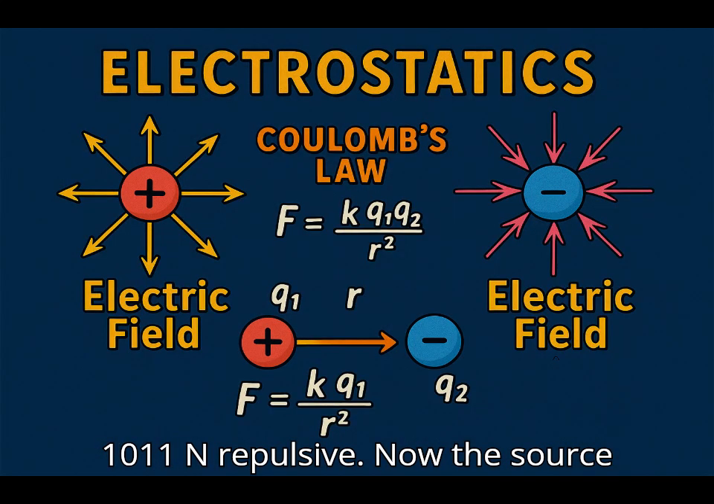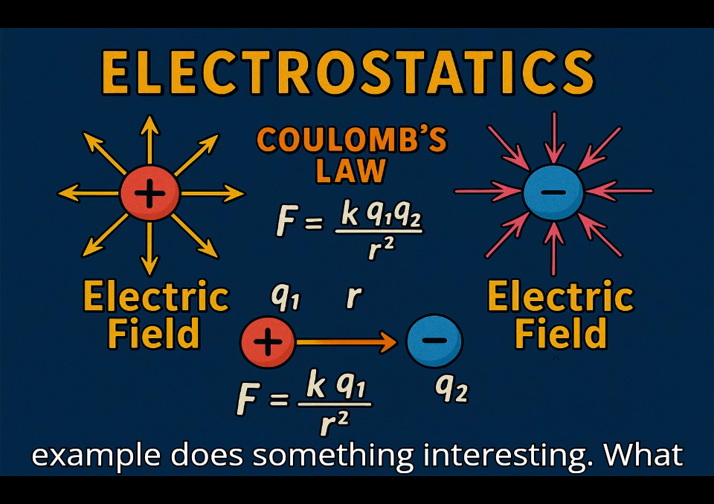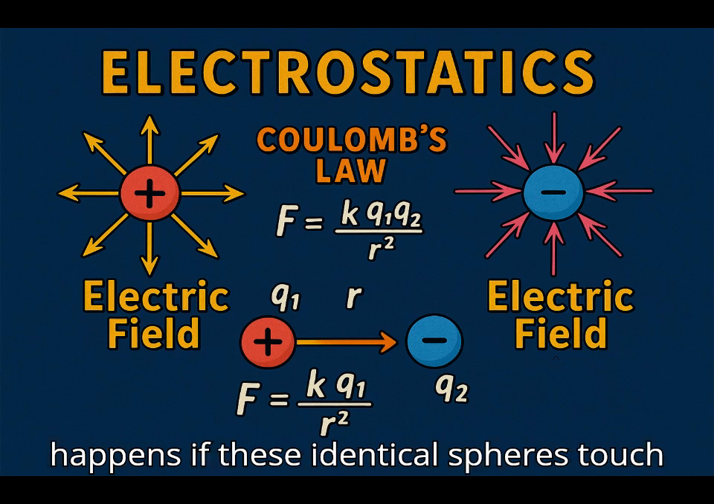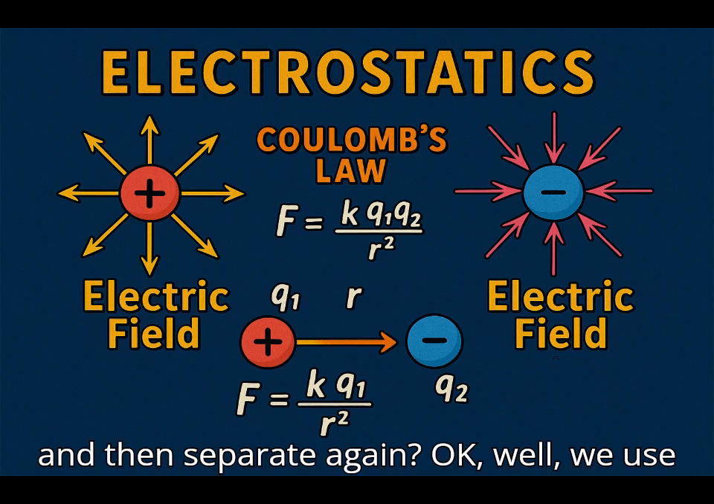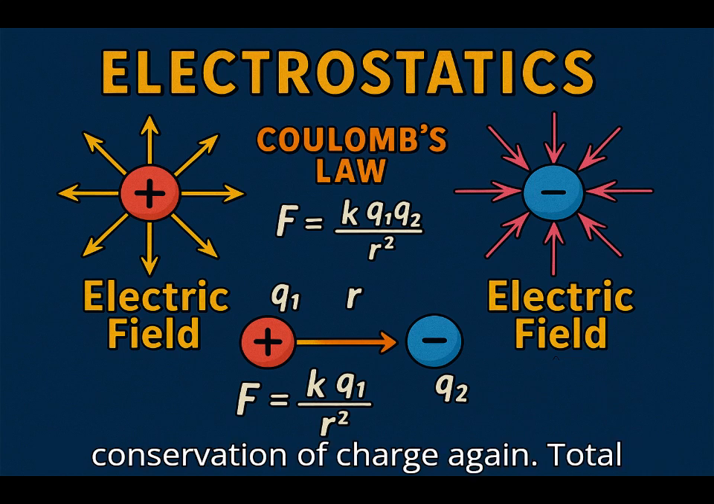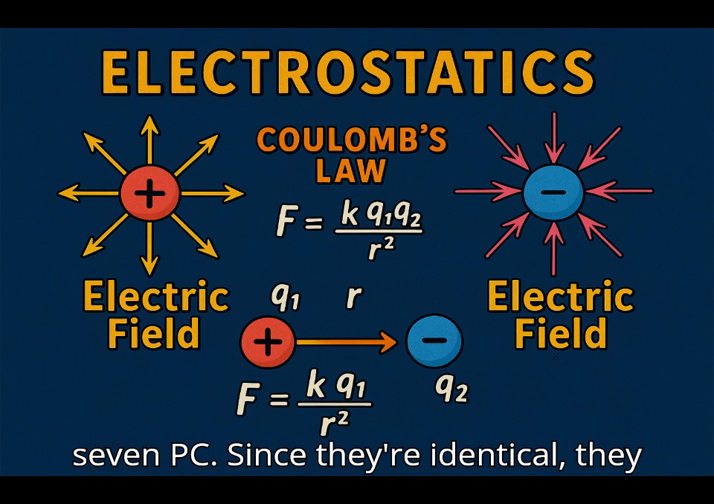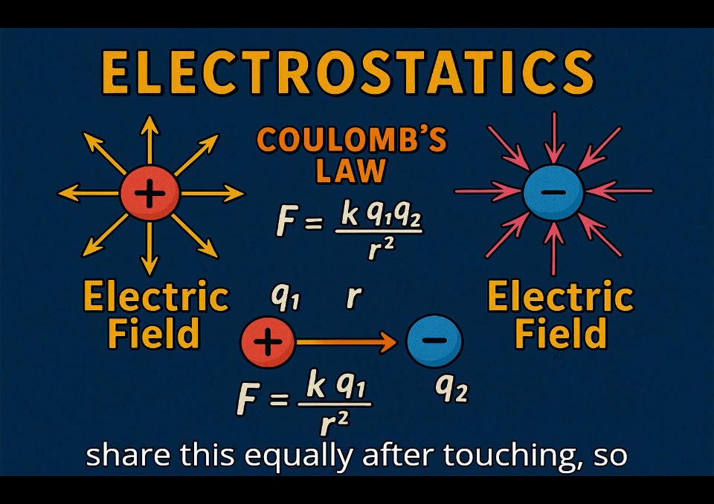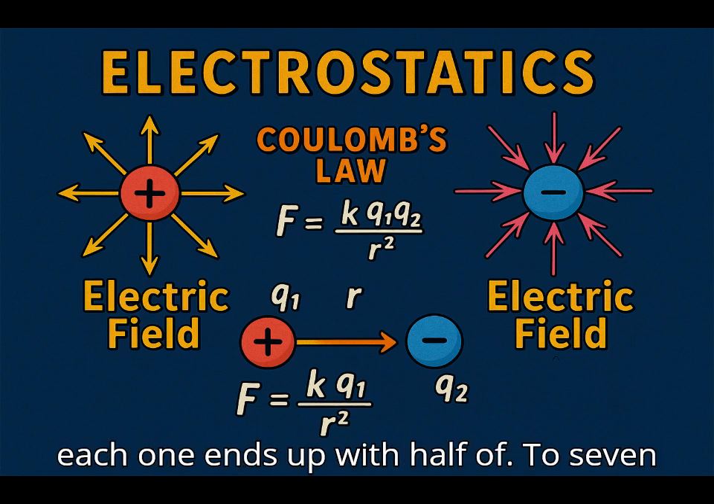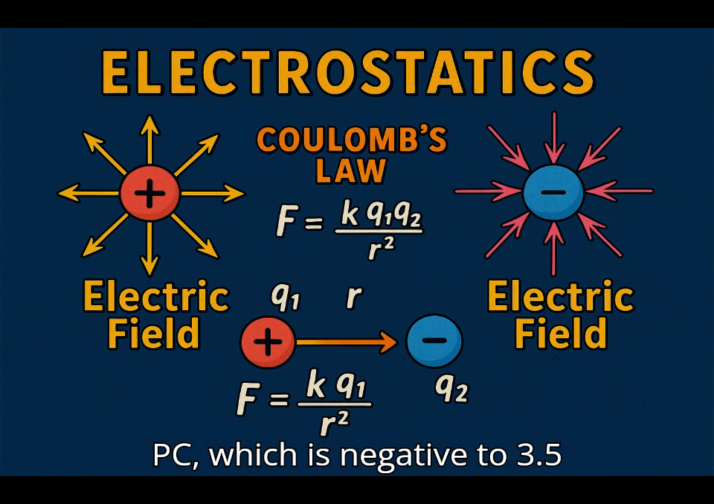Now, the source example does something interesting. What happens if these identical spheres touch and then separate again? Ah, okay. Well, we use conservation of charge again. Total charge is -4 pC plus -3 pC, -7 pC. Since they're identical, they share this equally after touching. So each one ends up with half of -7 pC, which is -3.5 picocoulombs.